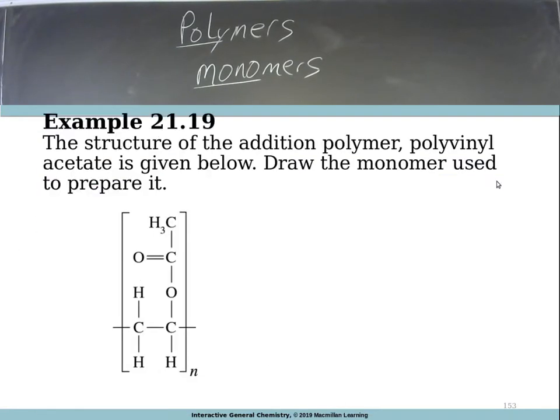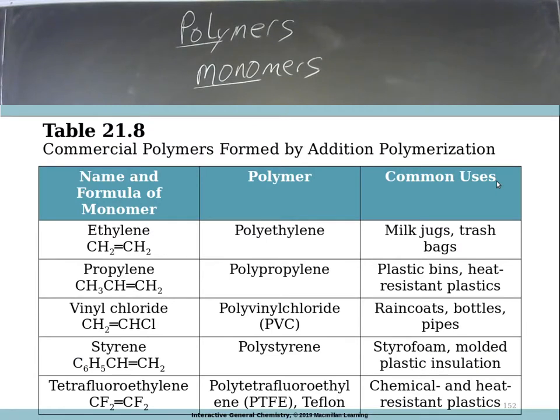So there's one, whoops, went too far. Okay, this is a bit of a cluttered slide, sorry, but these are different addition polymers that are around us in the world. Milk jugs, plastic bins, styrofoam, all of these are things that we interact with every day. They're addition polymers that are made from slightly different monomers.